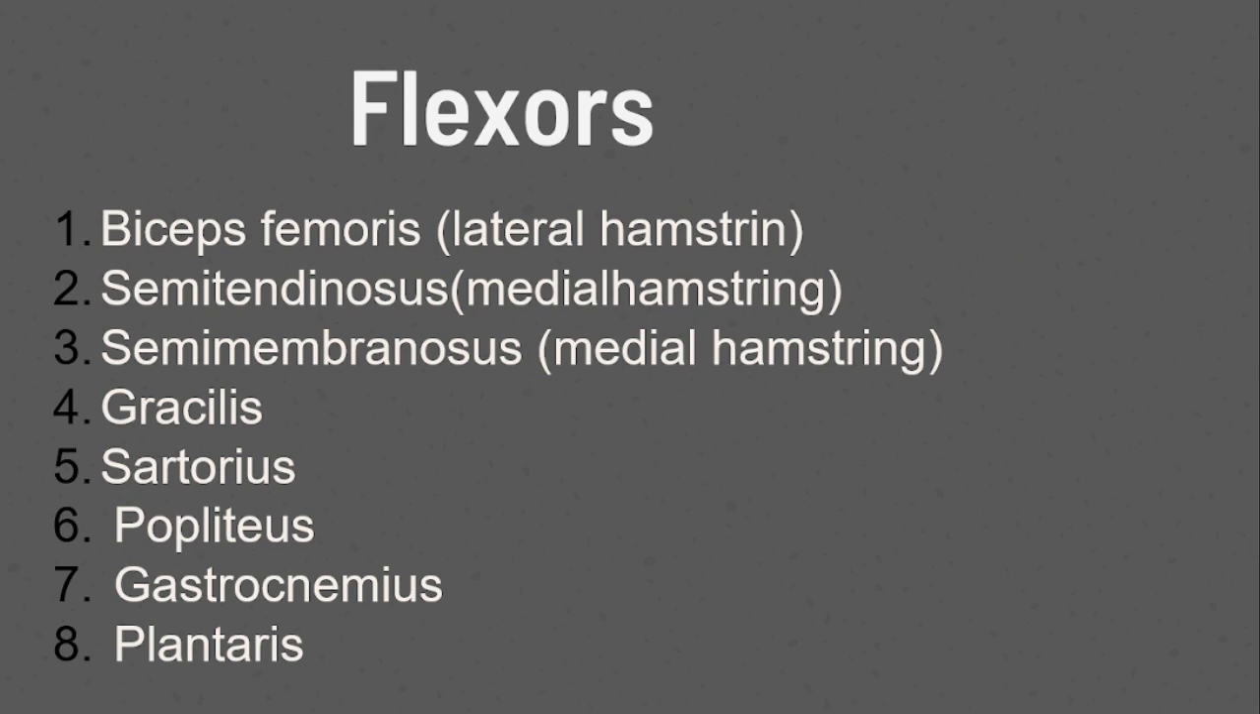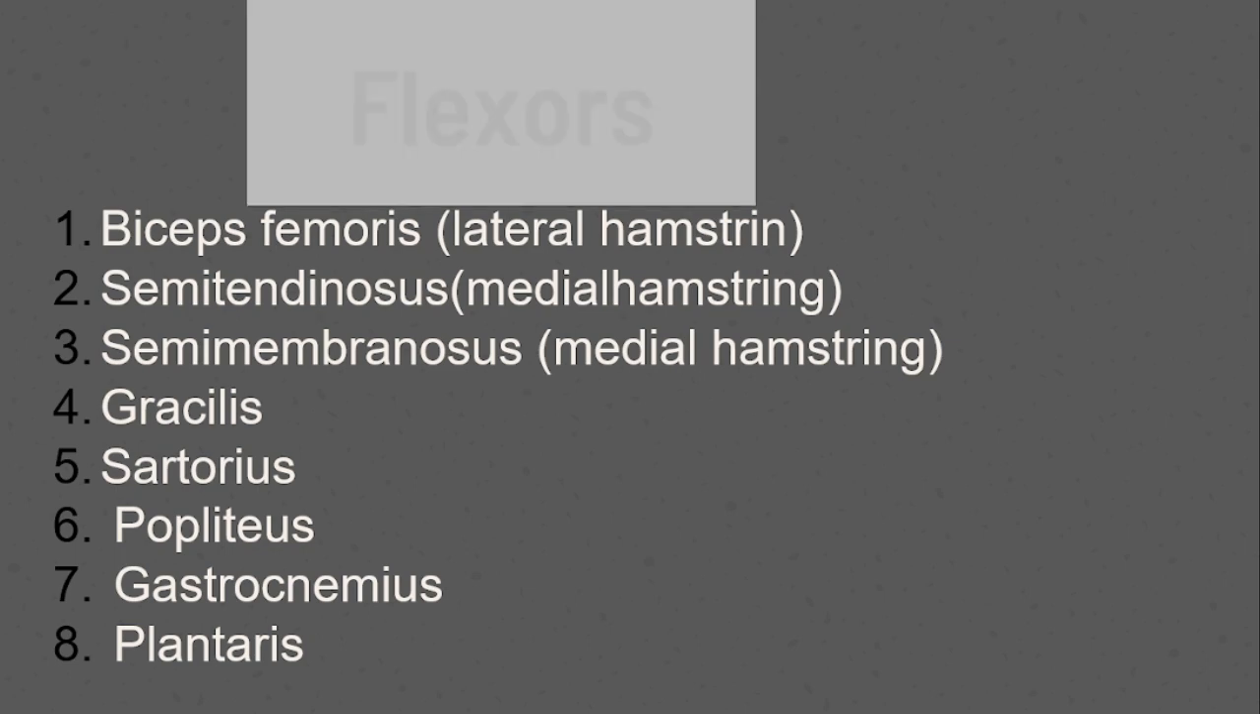Let's take a look at the flexors. The main flexors of the knee joint are the biceps femoris, the semitendinosus and the semimembranosus, which are the hamstring muscles. And the assistants of these muscles are the gracilis, sartorius, popliteus, gastrocnemius, and plantaris.